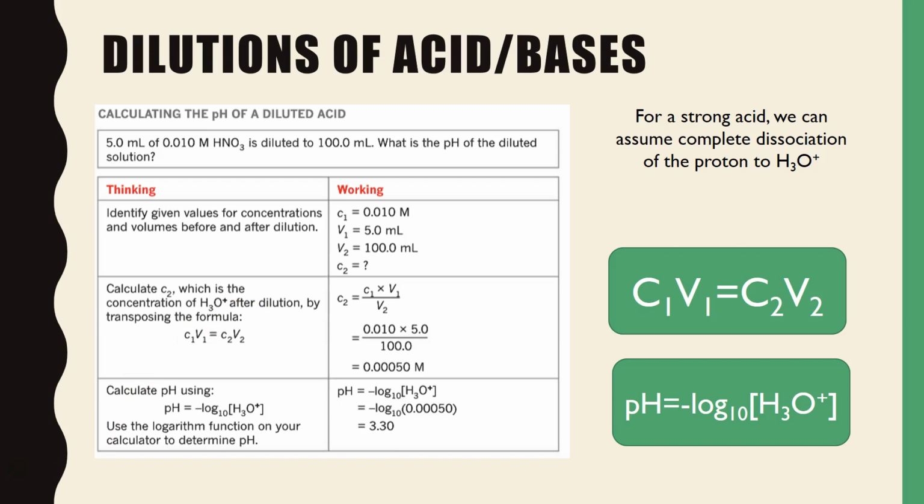This next problem asks us to calculate what the pH of the diluted solution would be, where we have 5 mL of 0.01 molar nitric acid, and it's diluted to 100 mL. What will the final pH be?